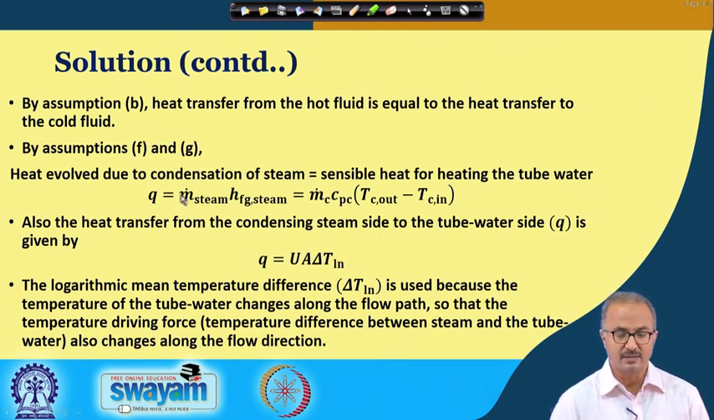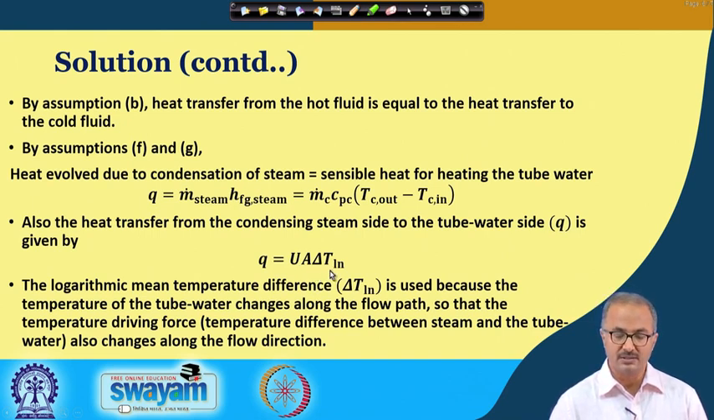So here, this is the amount of heat that is evolved: the mass flow rate of the steam times the enthalpy of vaporization is equal to m_c C_pc (T_c out minus T_c in). That much heat is being gained by the liquid. And here is the heat transfer from the condensing steam to the tube water, which is also given by UA delta T.